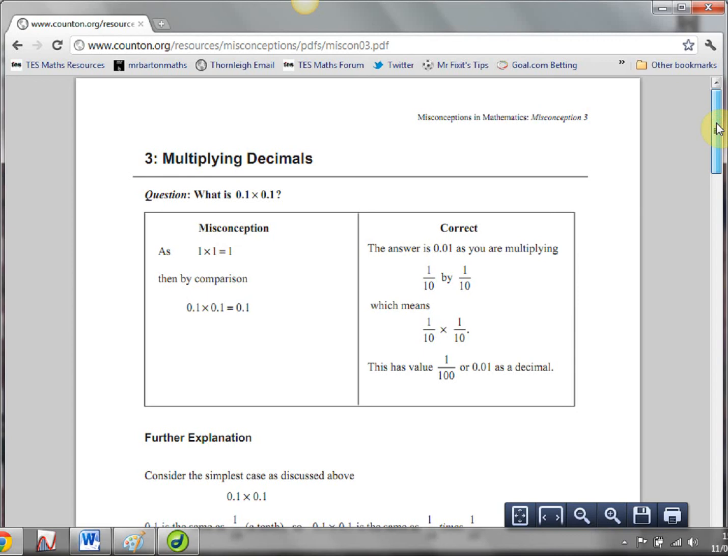So what we have here is we analyse what the misconception is. So 0.1 times 0.1. Often students will give an answer of 0.1, with the logic being, well, 1 times 1 is 1, so 0.1 times 0.1 is 1. So straight off we pick up on the misconception.